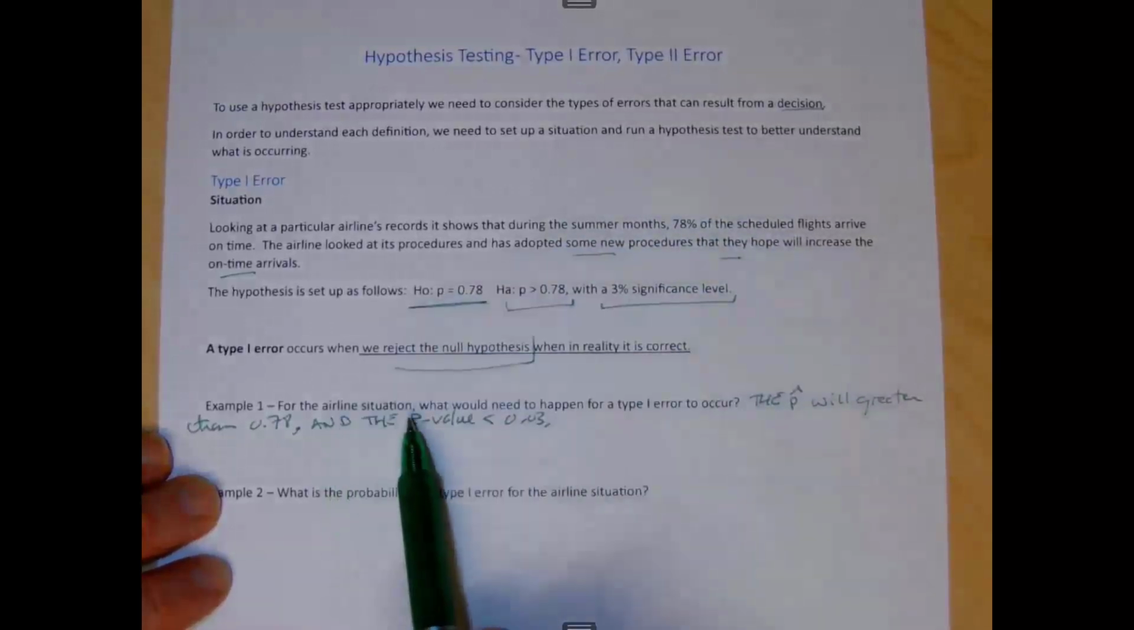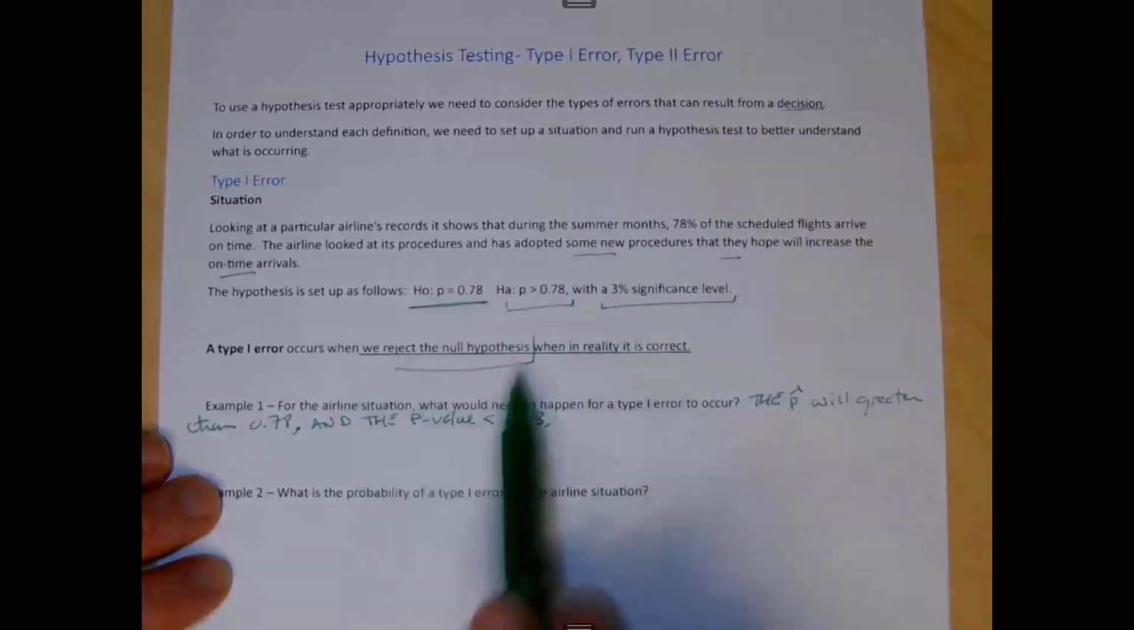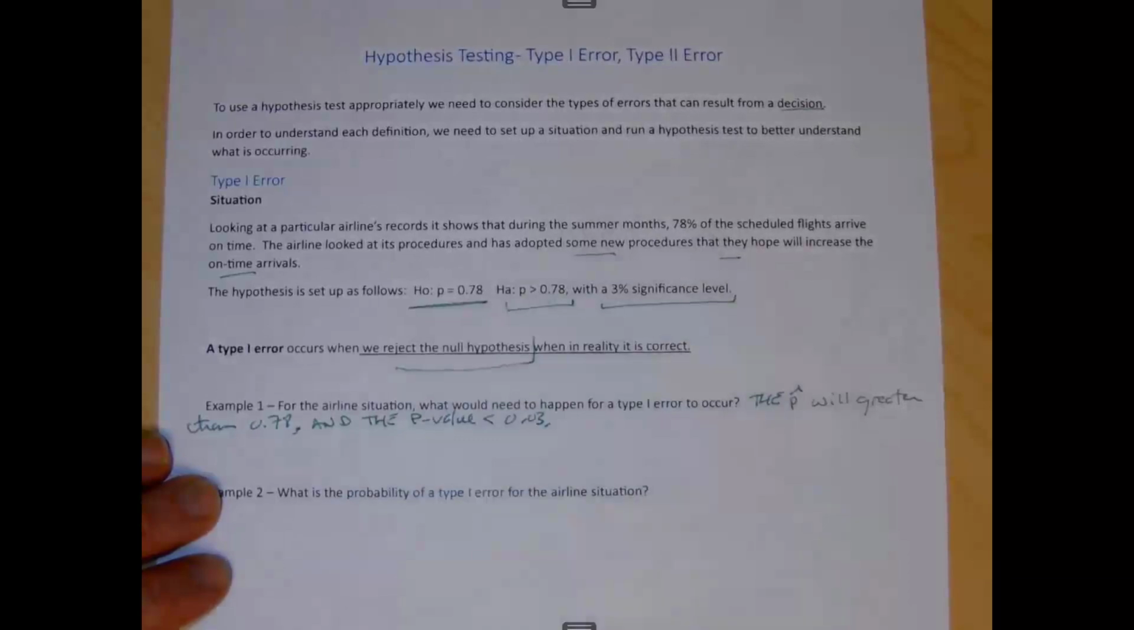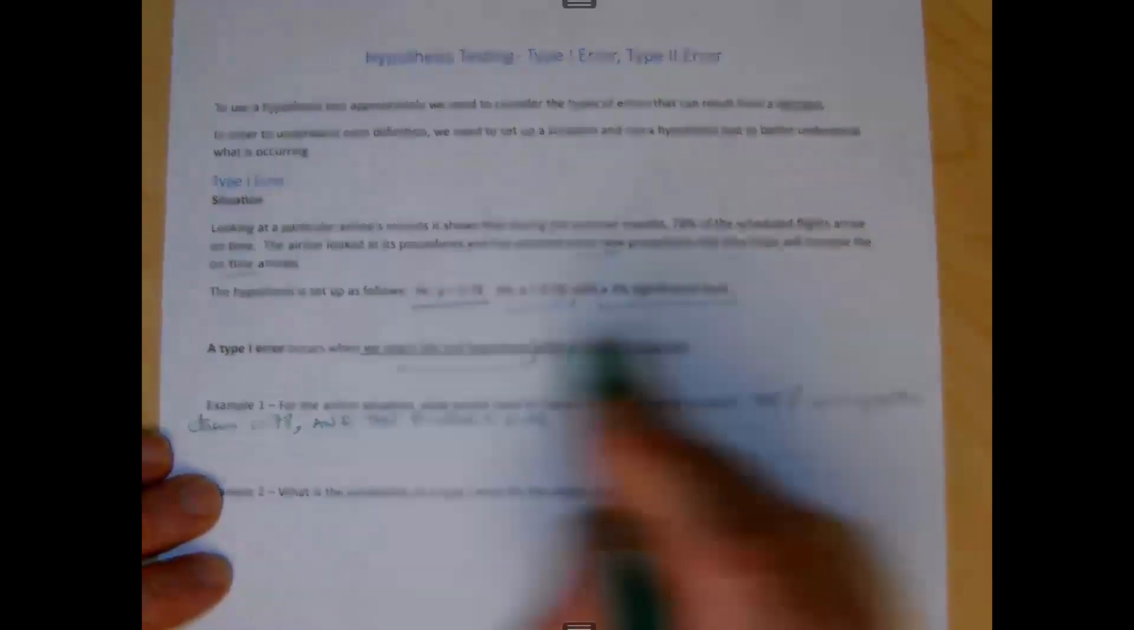And for the airline situation, what would need to happen for a type 1 error? Well, we need to reject the null hypothesis. This means that p-hat will be greater than 0.78 and the p-value will be less than 0.03. Okay, that's the mechanics of it, right? But let's now get into the ramifications in this scenario.